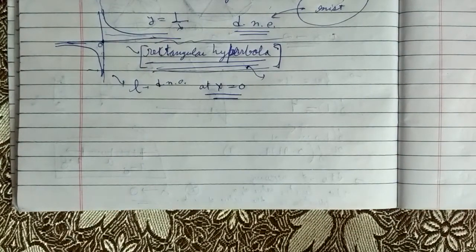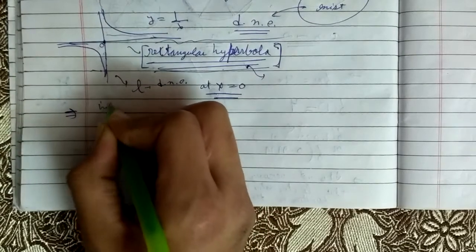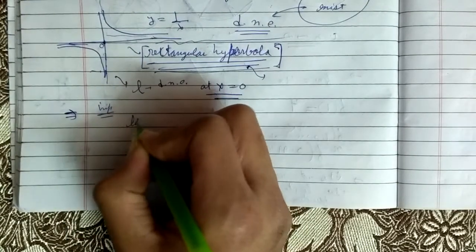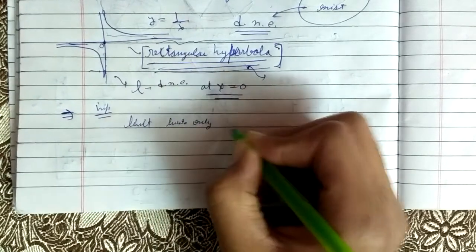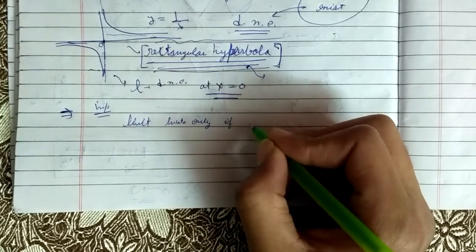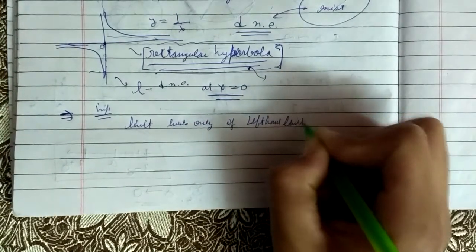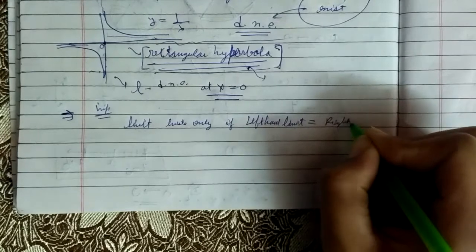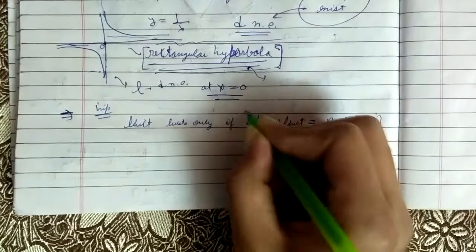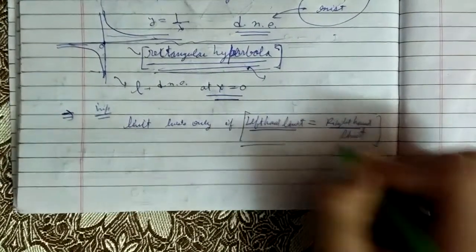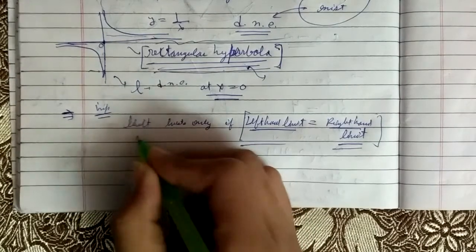And this would also be an important point, that limit exists only if the left hand limit is equal to the right hand limit. And what is the left hand limit and what is the right hand limit, we will study this further.